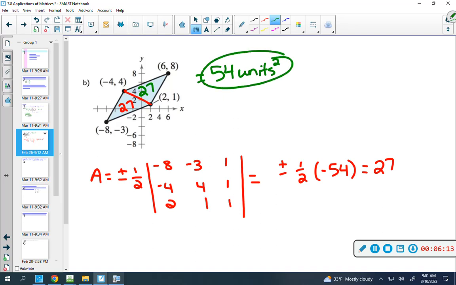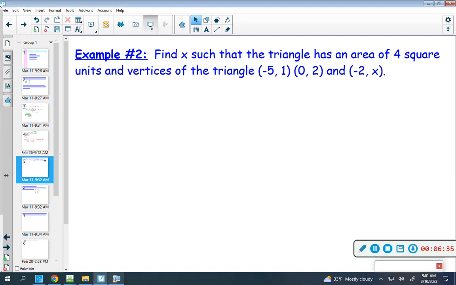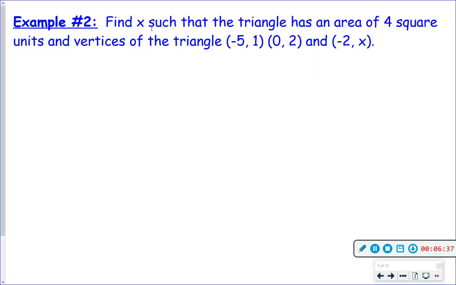So even though we technically did the area of a parallelogram, we used the triangle formula. We just cut it into 2 congruent triangles and copied our answer down. One last problem about triangles. Ready? Little different, but same formula. So find x such that the triangle has an area. Ooh, they're telling you the area. And they give you the vertices. So you can see one of the coordinates there, the last one, we don't know. That's what we have to try to figure out.